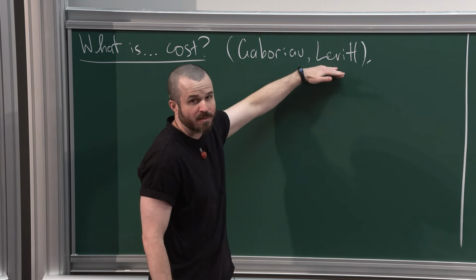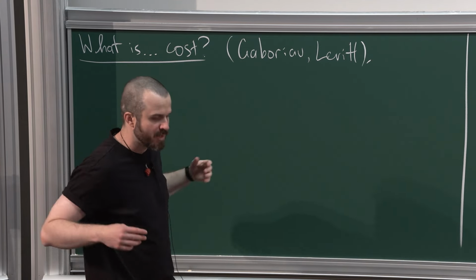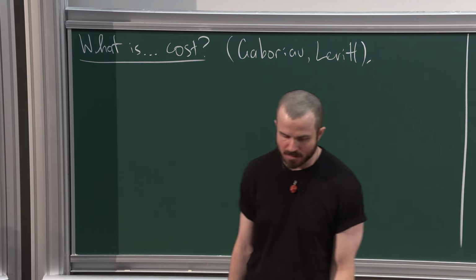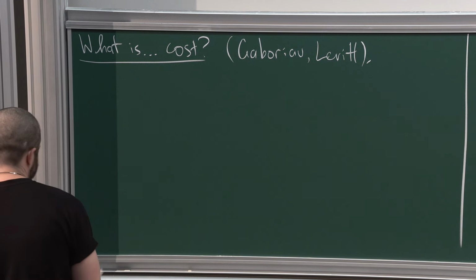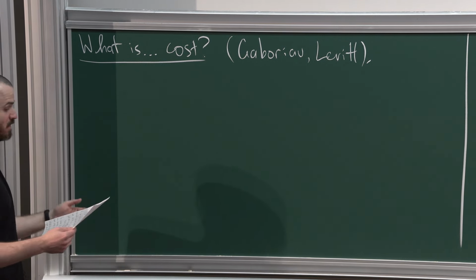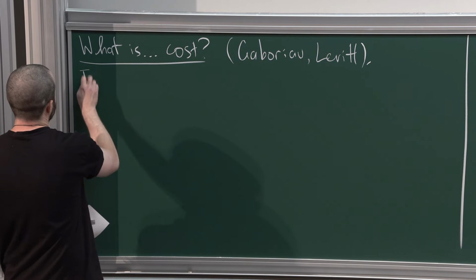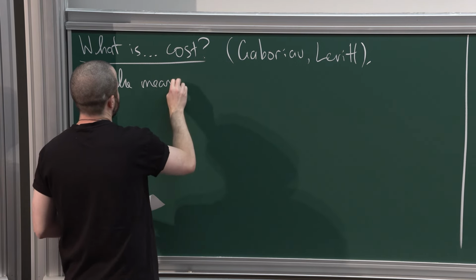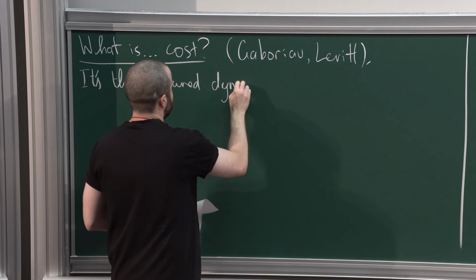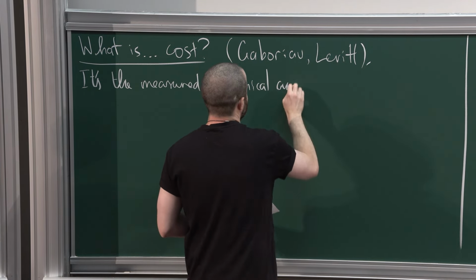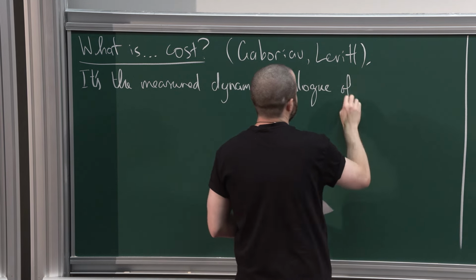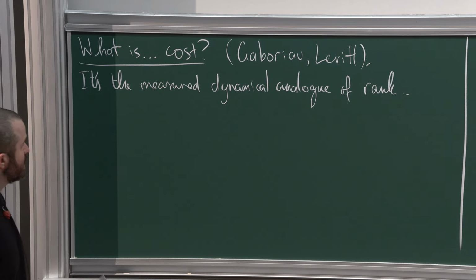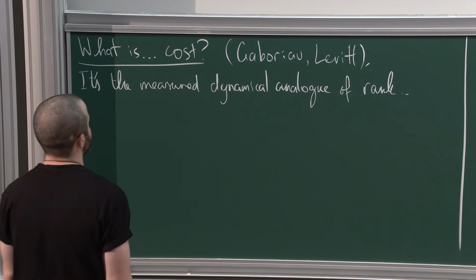Formally, it was introduced by his advisor, Levitt. But it's really Damien who developed this theory and found all sorts of applications in ergodic theory, probability theory, operator algebras. It's truly a fundamental invariant. And the perspective that they would probably tell you about what cost is the following: it's the measured dynamical analog of rank. That's the perspective that you would see if you take a gander at this What Is article.